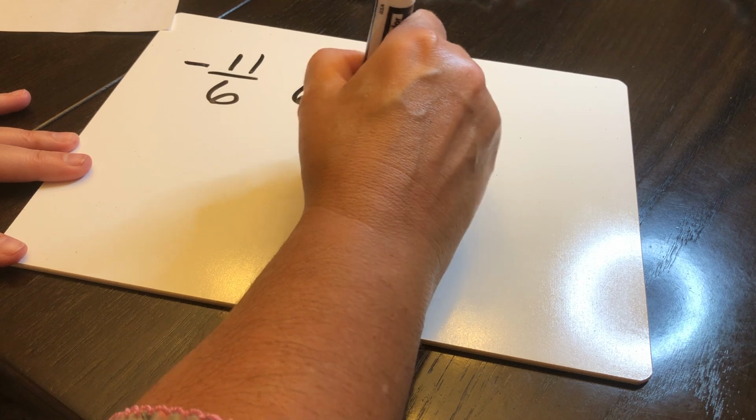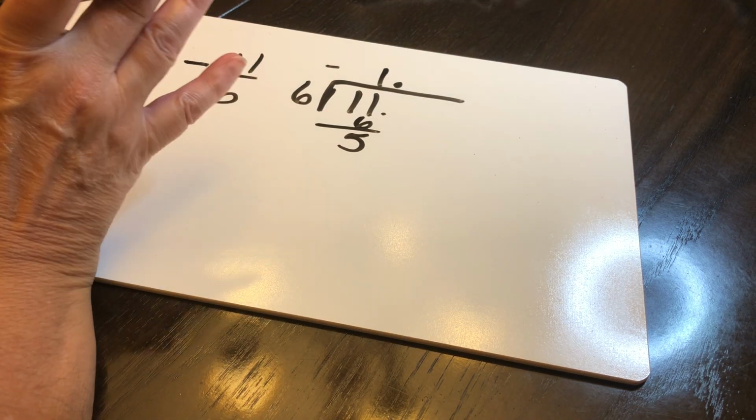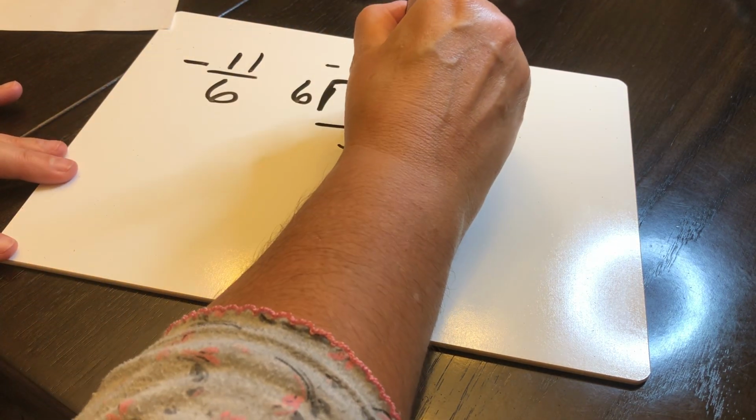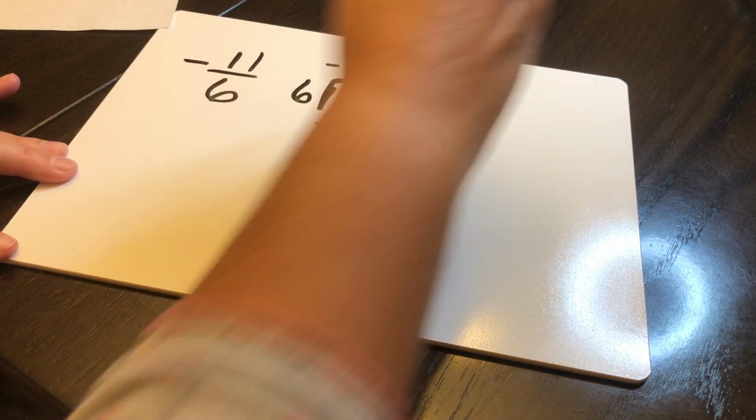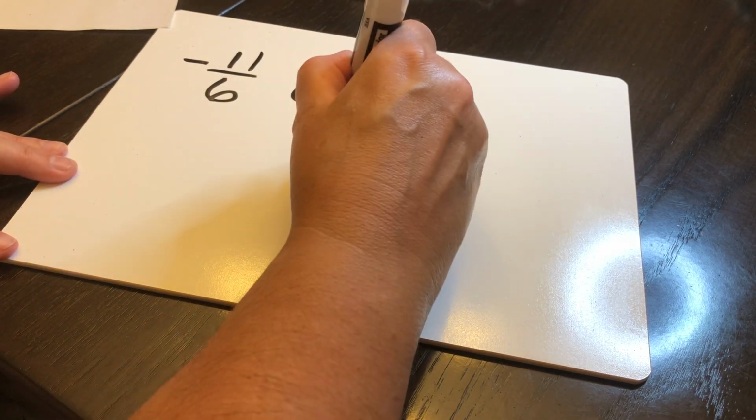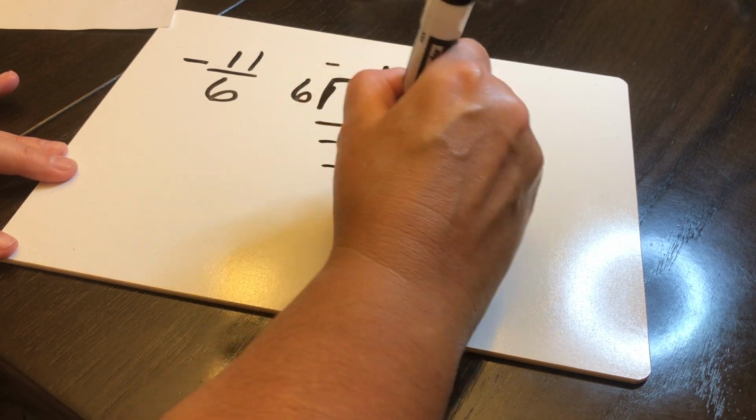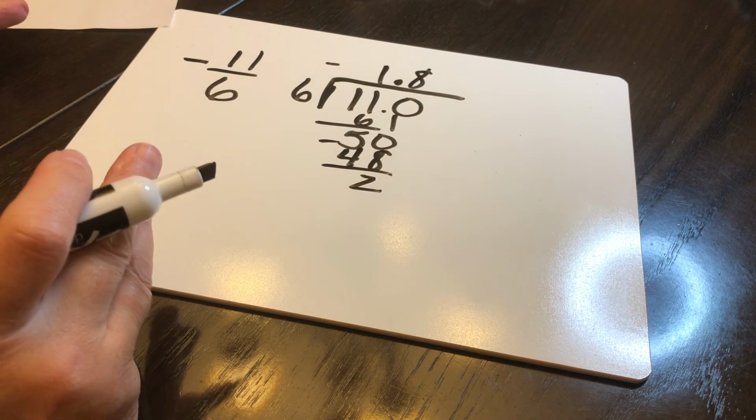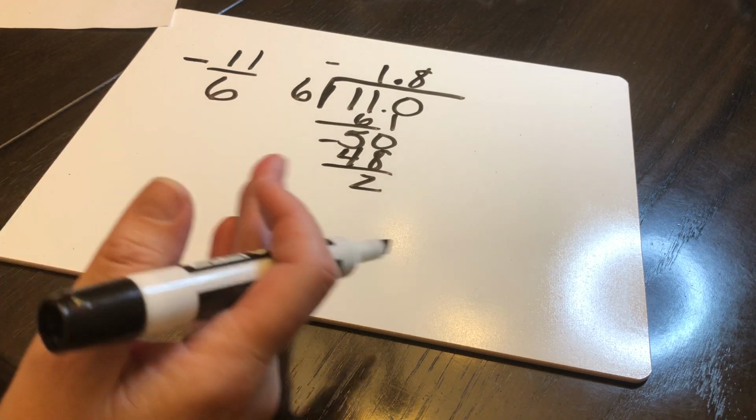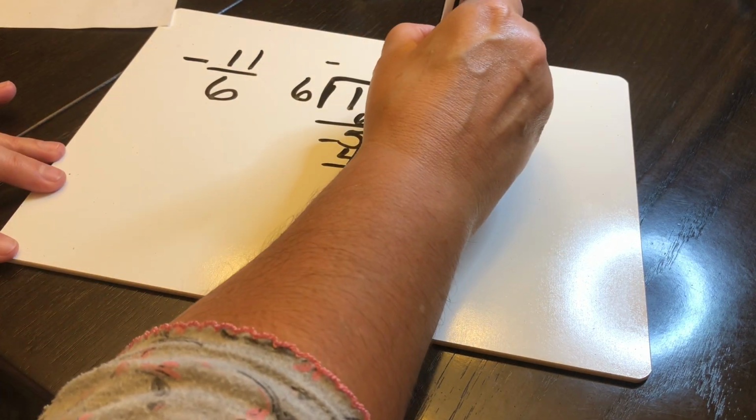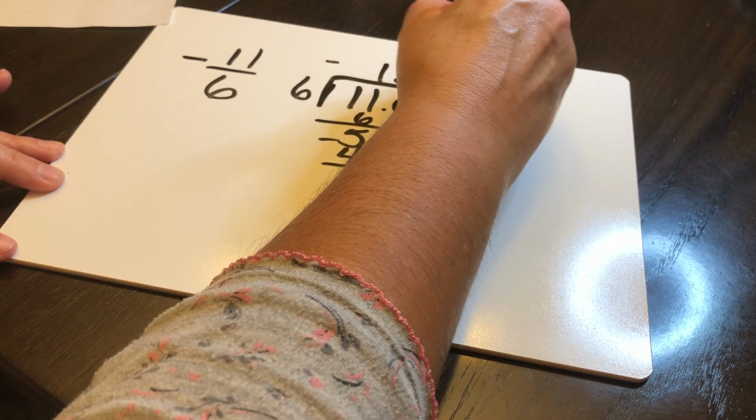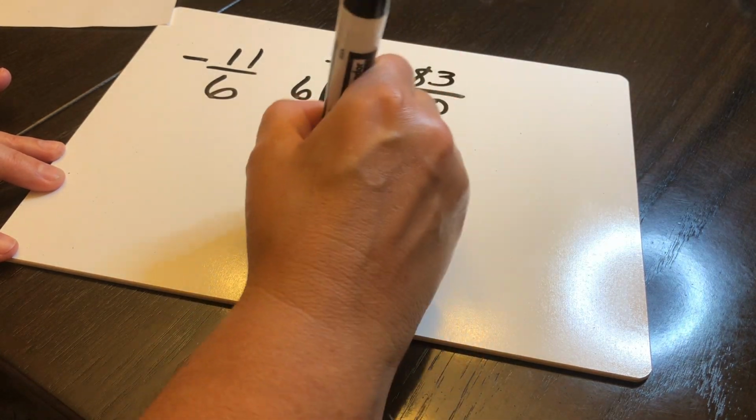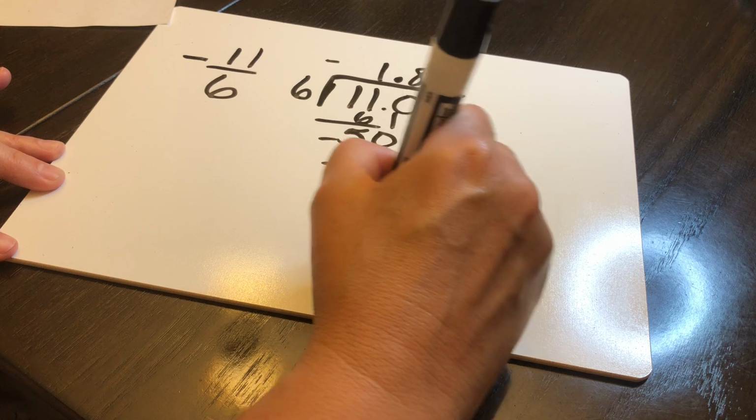Go ahead and subtract. 5 left over. No pattern. Did not terminate. Add a 0. 6 goes into 50 8 times, which is 48. Subtract. 2 left over. Still did not terminate. I still don't see a pattern. So I'm going to add another 0. 6 goes into 20 3 times, which is 18. Subtract, I'm going to get 2.